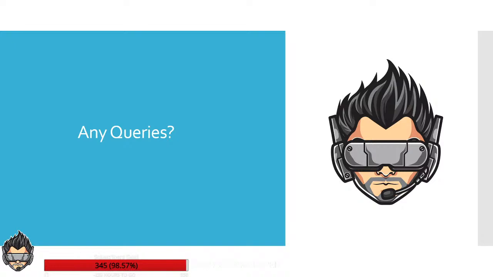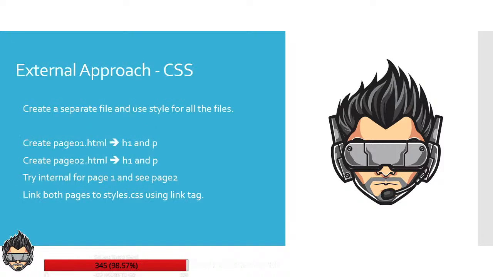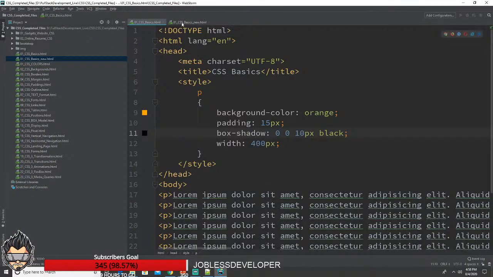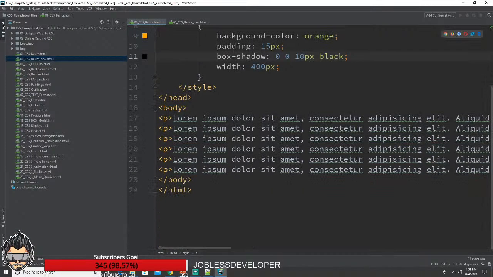So I assume that there are no more queries so far, so I will jump on to the next topic, which is called external CSS. So this is the external approach of CSS. For example, it says to create a page1.html. In that page1.html, instead of page 1 and page 2, I will use the same files over here itself.